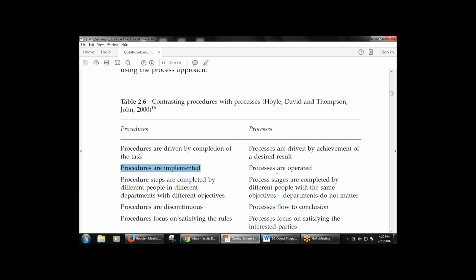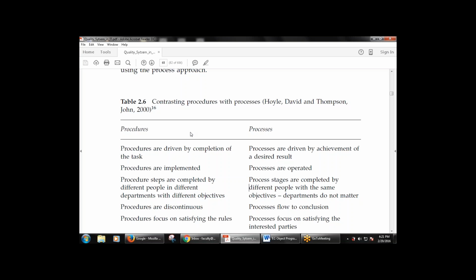Procedures are implemented and processes are operated. Whatever procedure we follow is implemented in a structure, and processes operate in the concept. Procedure steps are completed by different people in different departments. Process stages are completed by different people but with the same objective. So there are some objectives that are considered part of the processes.